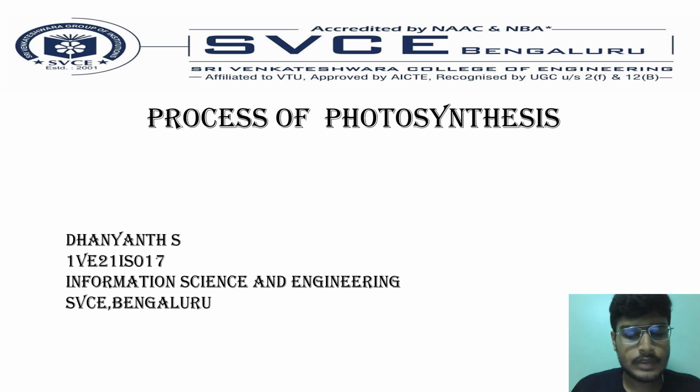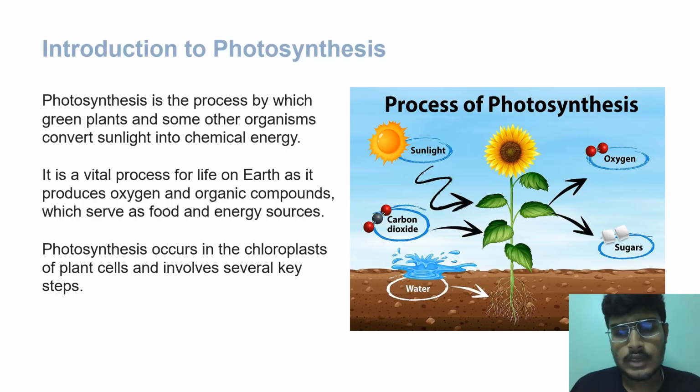I welcome you all to my presentation and my topic is the process of photosynthesis, and the first point is introduction of photosynthesis. Photosynthesis is the process by which green plants and some other organisms convert sunlight into chemical energy. It is a vital process for life on Earth as it produces oxygen and organic compounds which serve as food and energy source. Photosynthesis occurs in the chloroplasts of plant cells and involves several key steps.